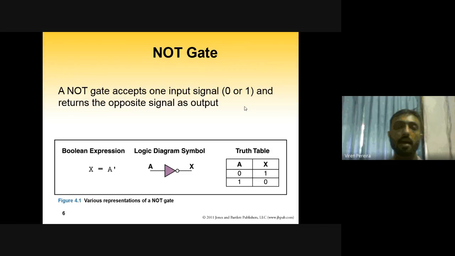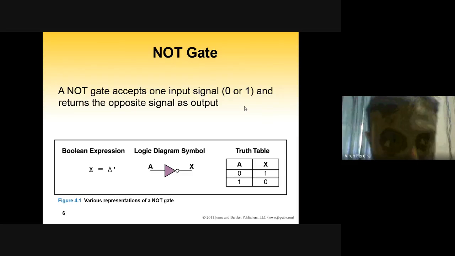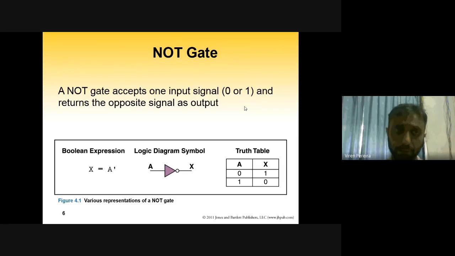Cool. Now we have the NOT gate. As I told you, it's an inverse gate. A NOT gate accepts one input signal, that is either 0 or 1, and returns the opposite signal as output. That means if it is 0, it becomes 1. If it's 1, it becomes 0.